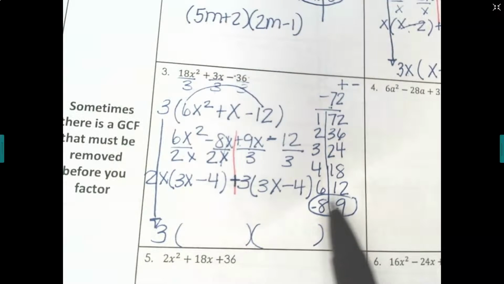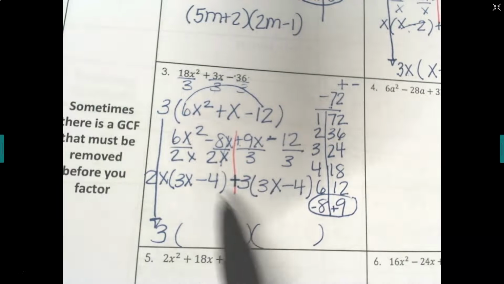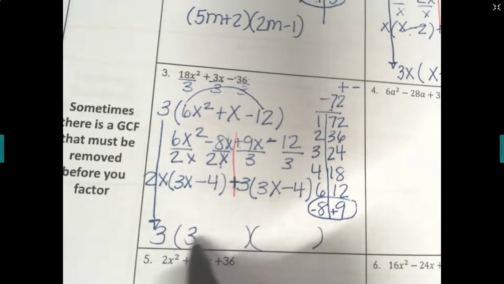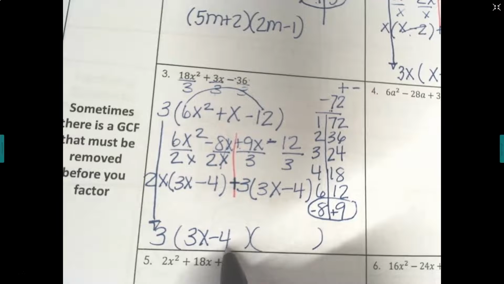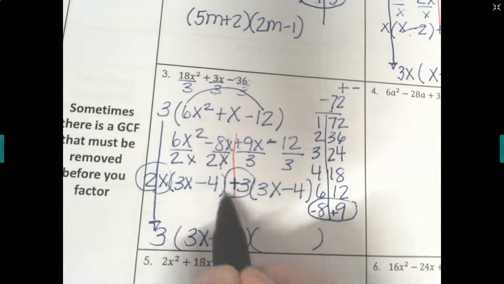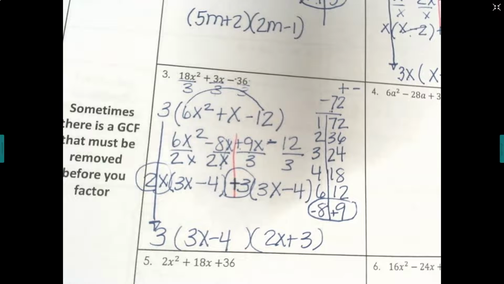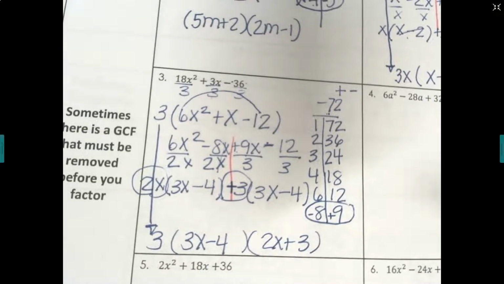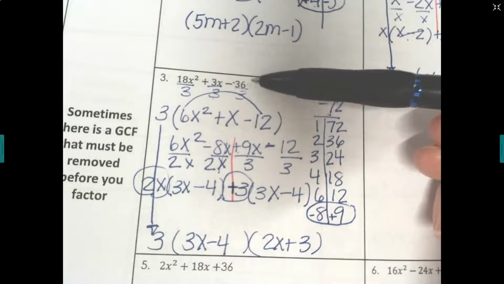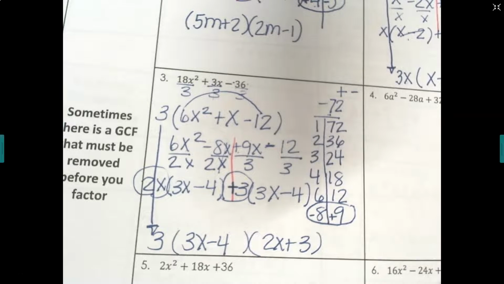Here's our chance to check. Our parentheses are identical, so we know the GCF of 3x minus 4, and in the other parenthesis will be 2x plus 3. So again, if we were to multiply all of this back together, we have to end up with the exact thing that we started with. We're not changing the value, we're just changing the form it's written in.